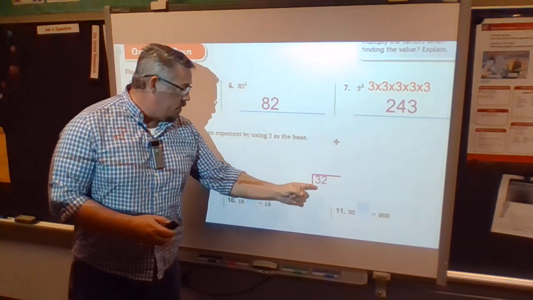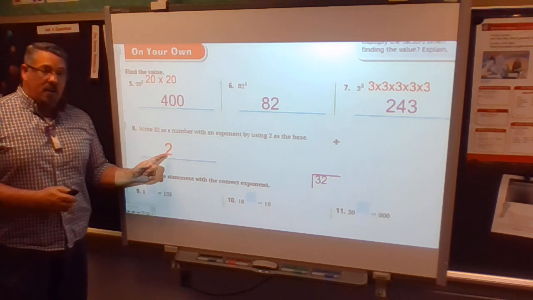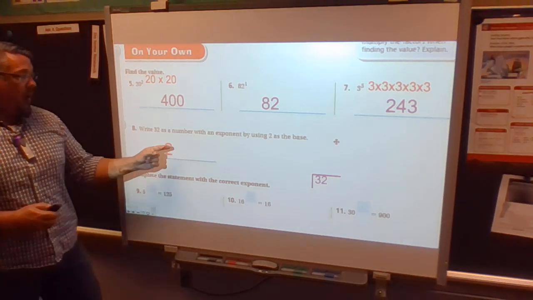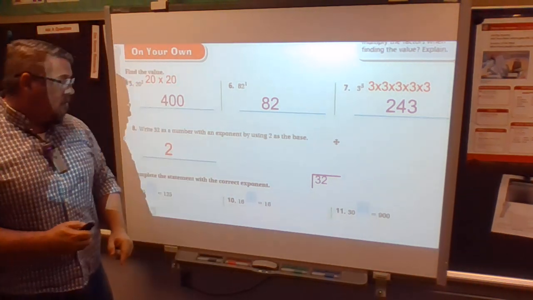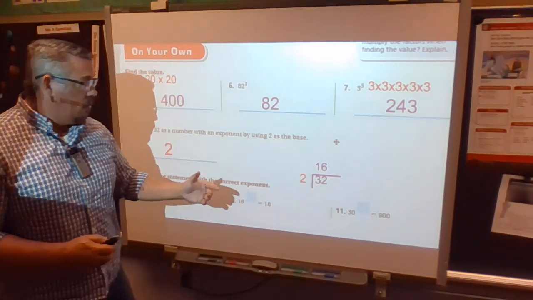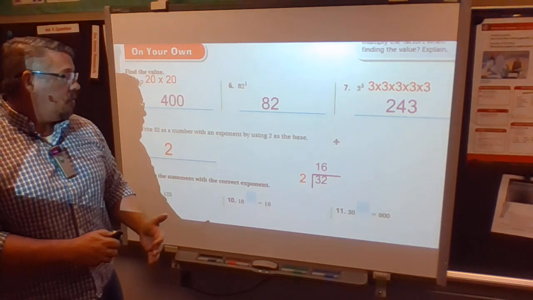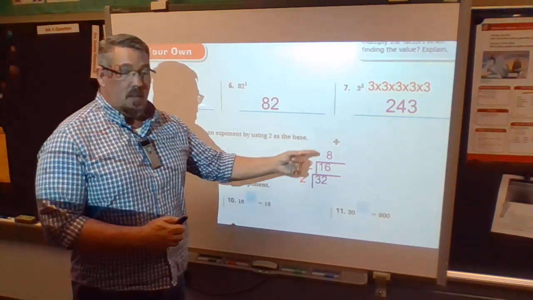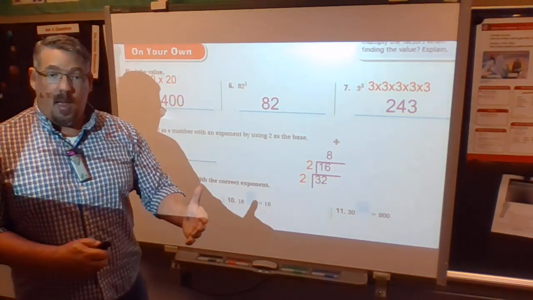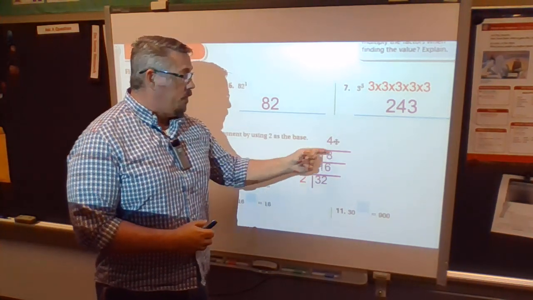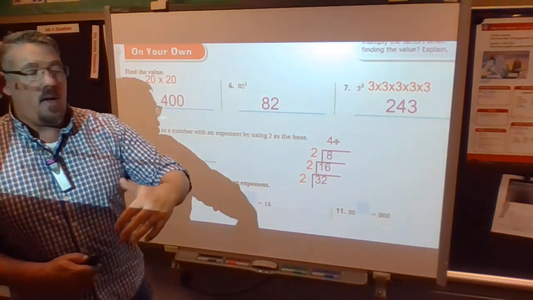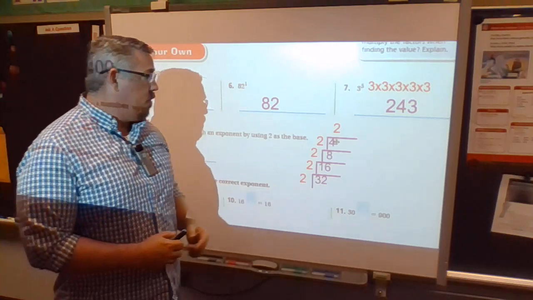So I'm going to take 32. I know I'm going to divide by 2, and that's going to be my base number because that's what it tells me. I'm going to use 2 as the base. So I divide by 2. Well, 2 goes into 32 16 times. Then I got to divide again. So 16 divided by 2 is 8. And I divide again. 8 divided by 2 is 4. And I divide yet again. And 4 divided by 2 is 2.